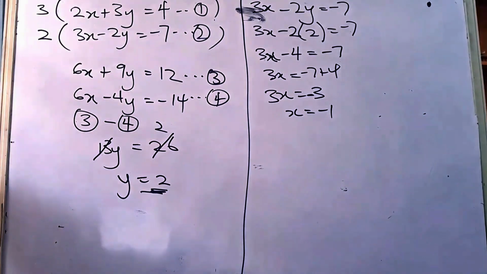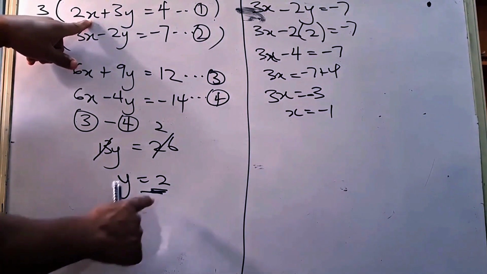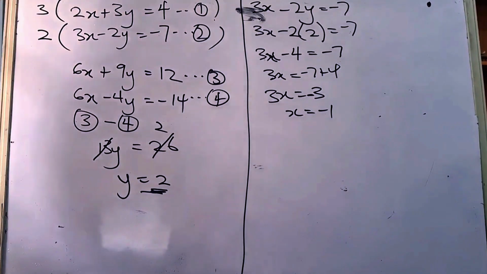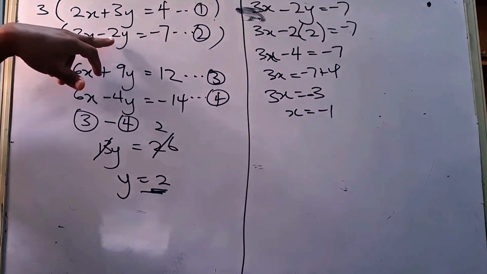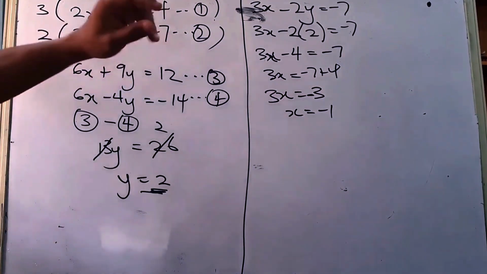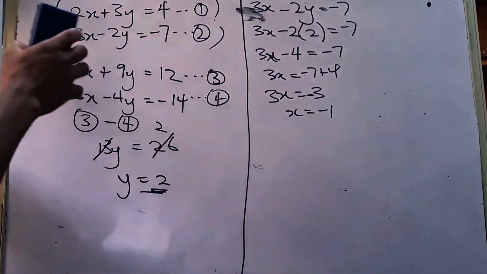So let's check. x is minus 1, so minus 2 plus 6, which is the same as 6 minus 2, is 4. Minus 3 minus 4 is equal to minus 7. So we're correct. Let's do another example.